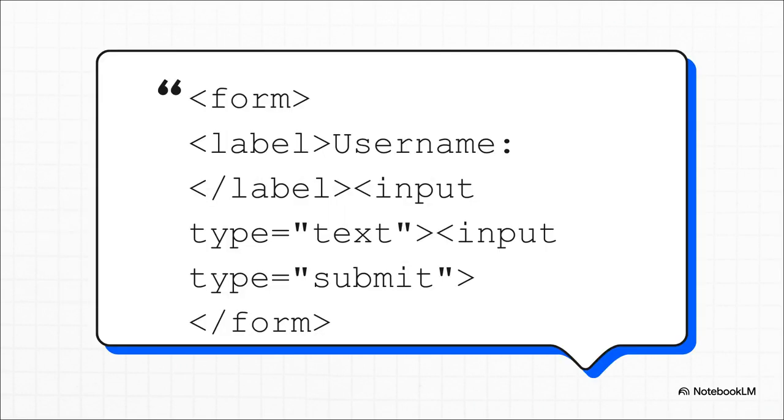And here's a quick look at how those pieces actually fit together in the code. The whole shebang is wrapped inside a form tag. Then you use a label to clearly describe what the input field is for, which, by the way, is amazing for accessibility. And finally, the input tag itself creates the actual box where the user types their stuff in.